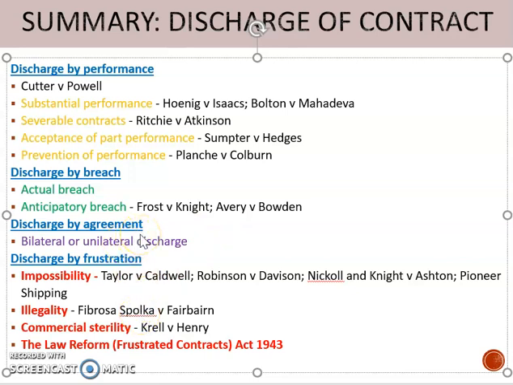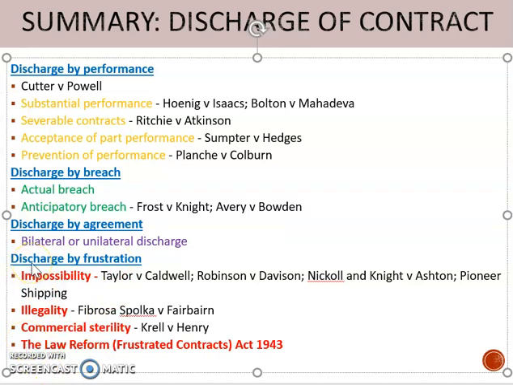There can also be discharge by agreement, bilateral, where both parties agree, or a unilateral discharge where one party is agreeing to discharge the contract and it only really benefits the one side. Final way of discharging a contract is by frustration, and this is quite a big area. Now, it is possible in the exam that you could get a scenario or an essay just on frustration, because it's quite an interesting area and there's a lot to it anyway. So you won't necessarily get a scenario with all of these in. It might just be on one or other of them.